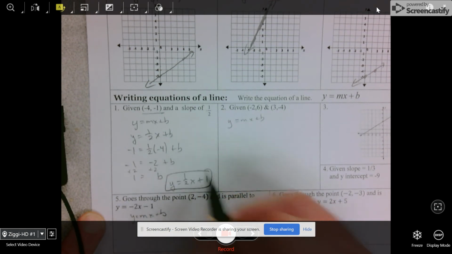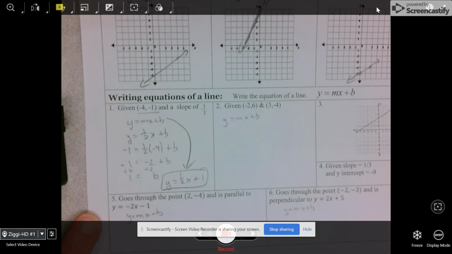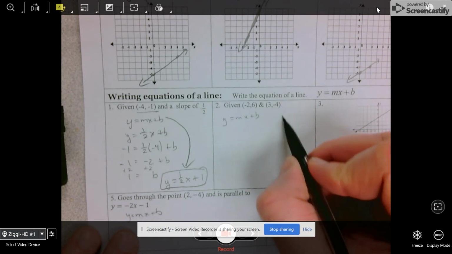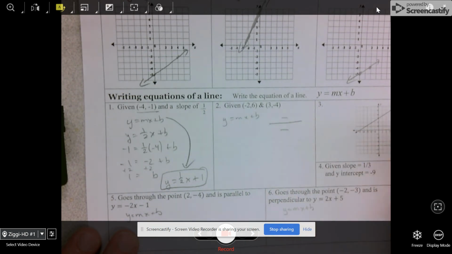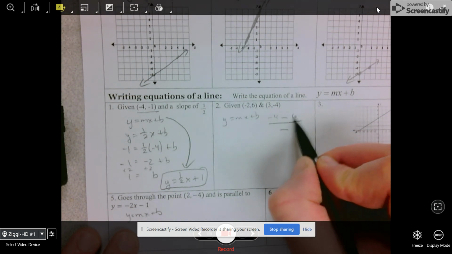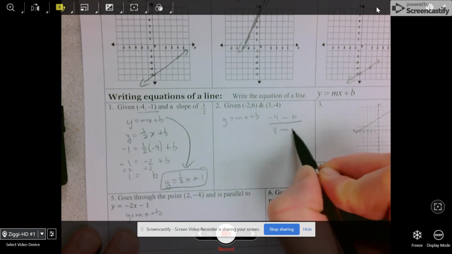Plug in a point. Try to pick one that has both positives. Neither one does, so we'll pick this one. 6 equals negative 2 times negative 2 plus b. 4 plus b equals 6. I know that b equals 2. Final answer, write it with the slope and the y-intercept.